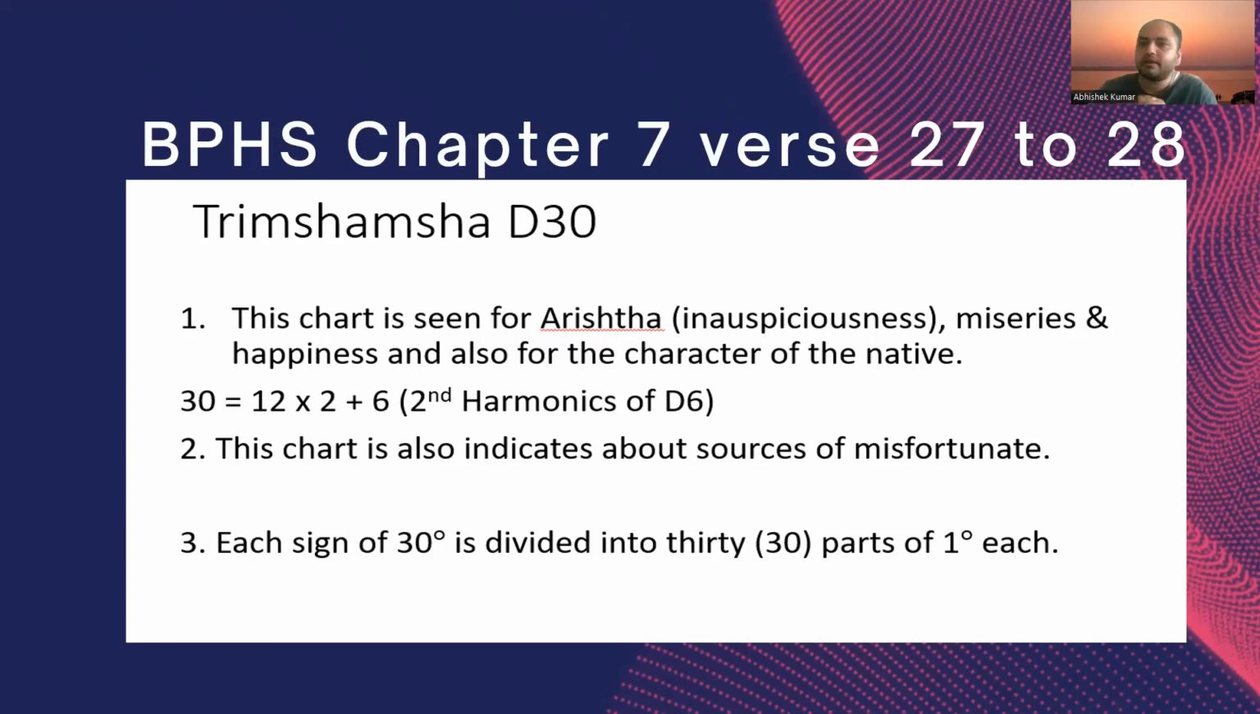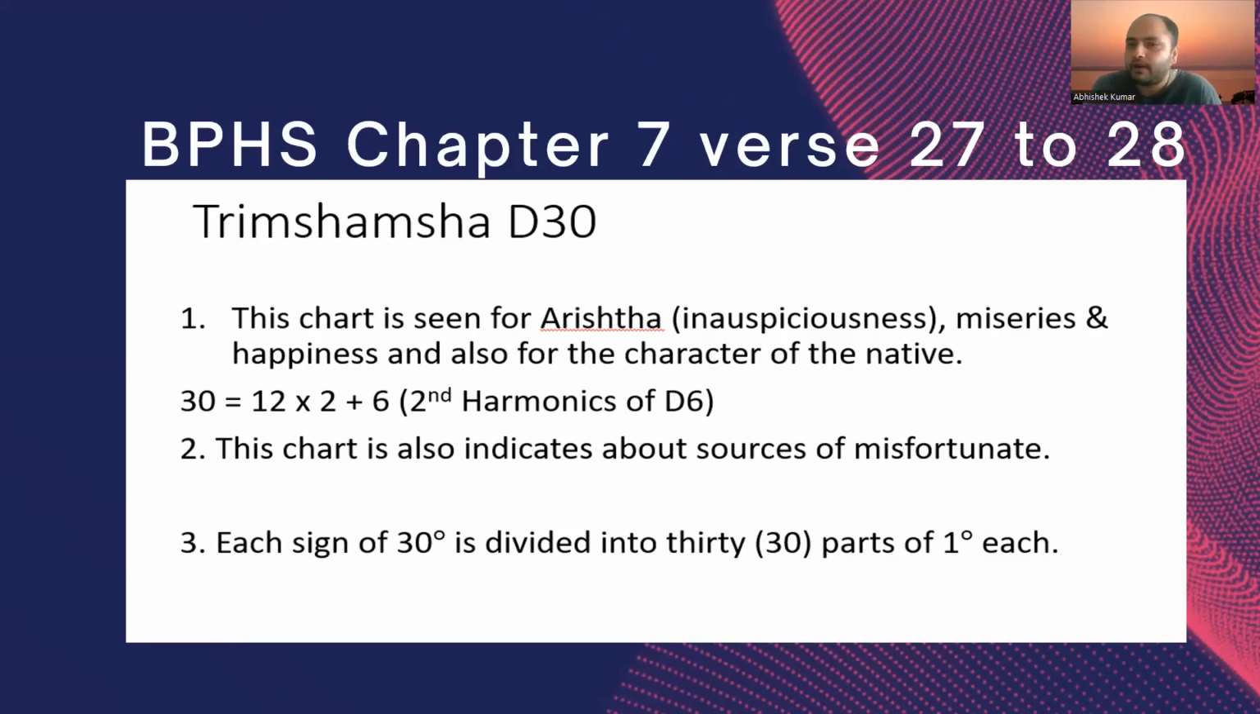Then further we dig down from D25 to D36, which is the subconscious level. In this manner, we dissect 5 times to reach up to D60. So today our chart is D30.